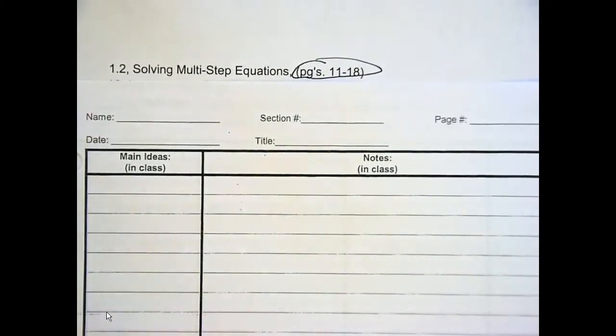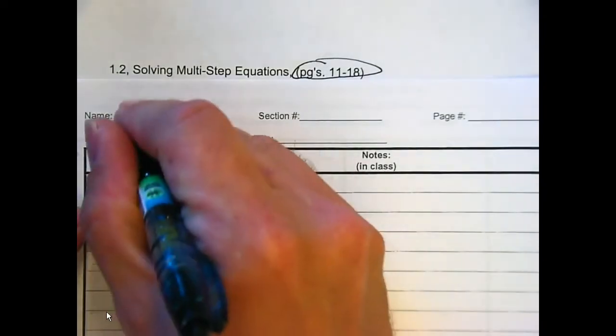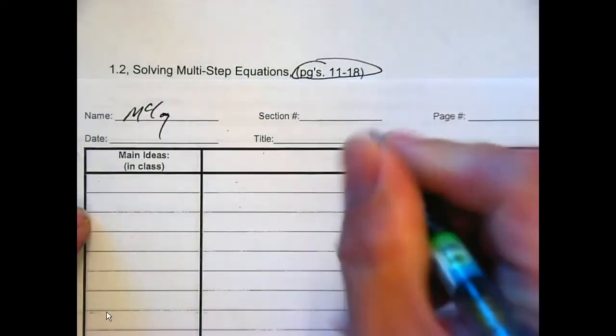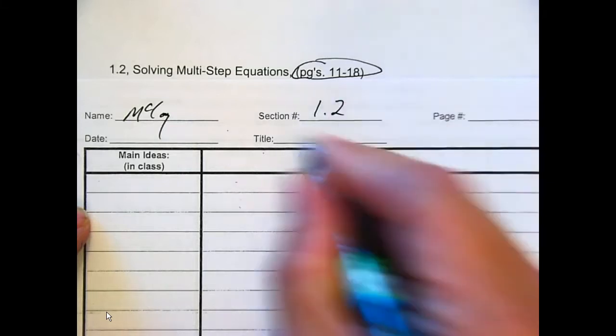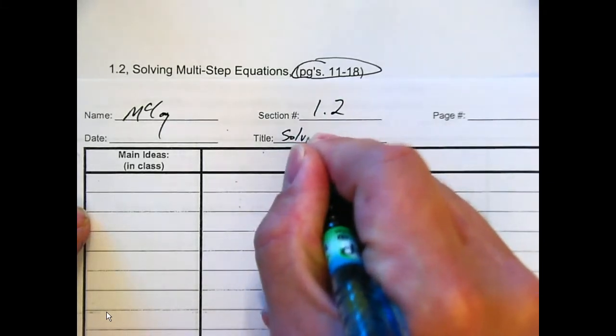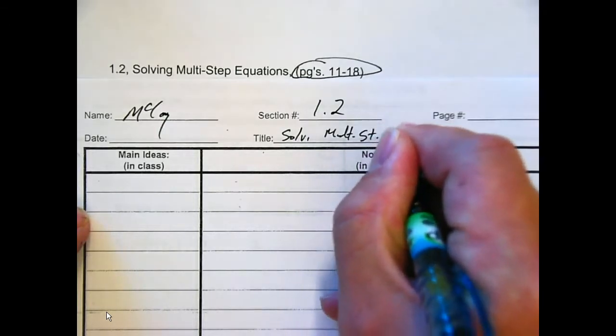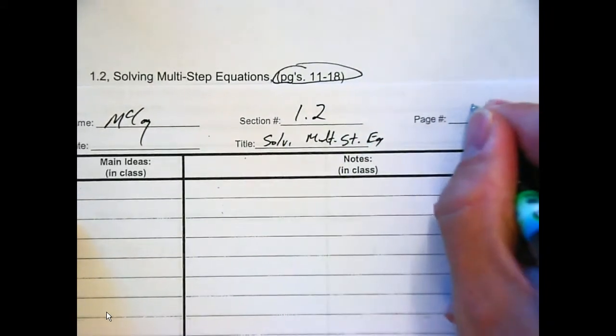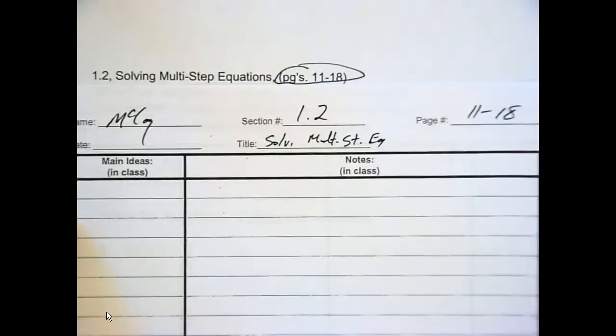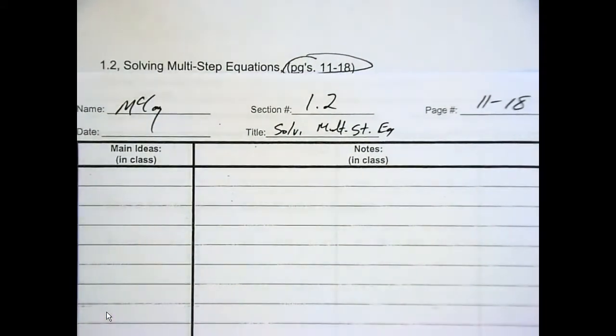It's like when you're filling out your note page, I'm putting my name, obviously, McCoy. The section is 1.2. The title is Solving Multi-Step Equations. And the page numbers are 11 to 18. That is not the assignment. That's just where it's located in the book. That way, when you're looking back at your notes later, you can reference that.